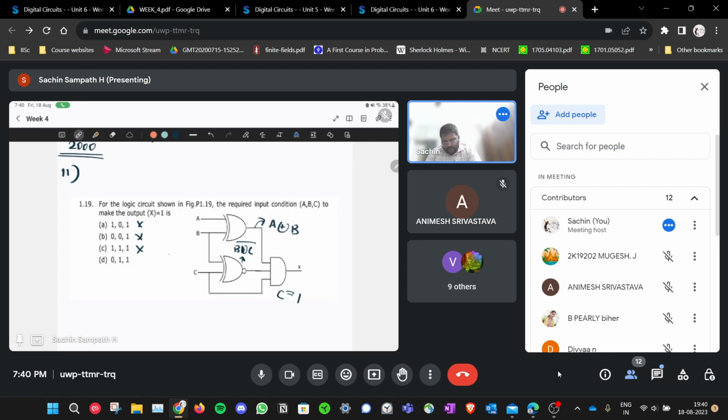So 0 XOR 1 is 1. 1 XOR 1 is also 1. And C is 1. So we'll get an output high. So this is the right option.